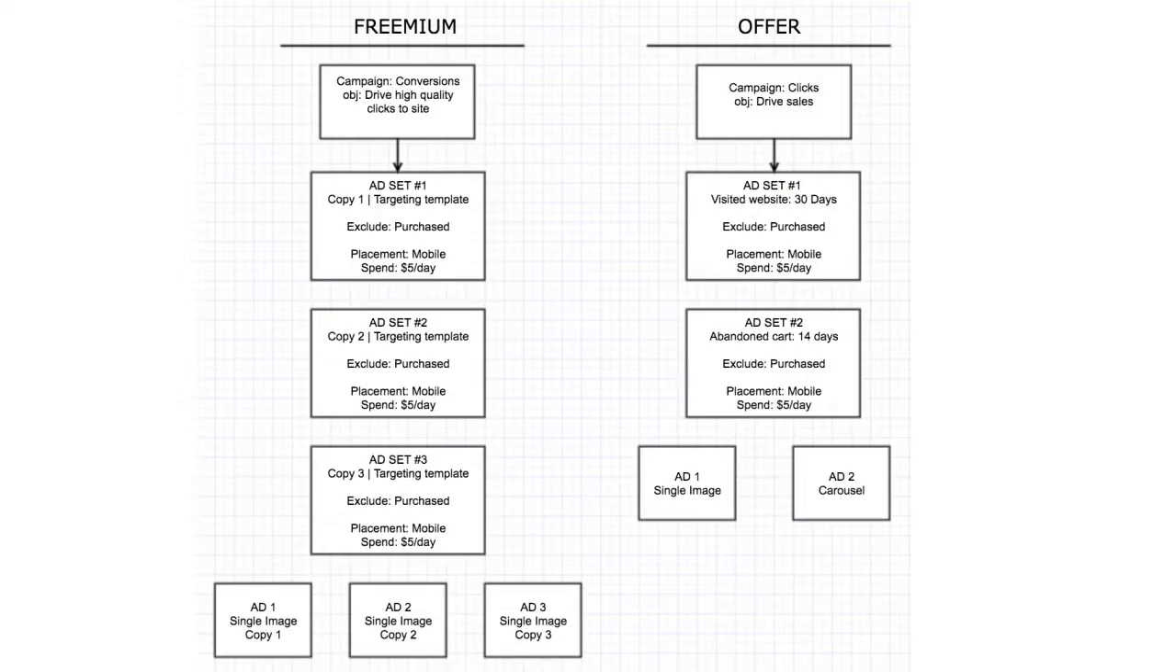All right, so ad set 2 is going to be the same. We're just changing copy 2, and we're going to use that same targeting template, exclude purchasers, and placement's going to be mobile, and spend's going to be $5 a day. Ad set 3, right below that, same thing, just copy 3. So we're going to be using a different copy, and copy 1, 2, and 3 are going to go head to head against each other.